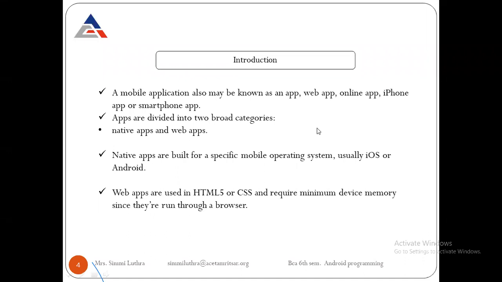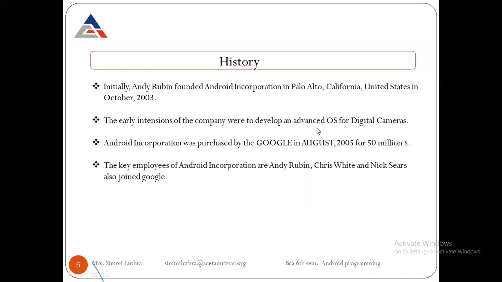After mobile application, the next topic is the history of Android. The history and versions of Android are very interesting. The code names of Android currently range from A to J. Initially, Andy Rubin founded Android Incorporation in Palo Alto, California, United States in October 2003. Who founded Android Incorporation? Andy Rubin. Then on 17 August 2005, Google acquired Android Incorporation. Android Incorporation was purchased by Google.